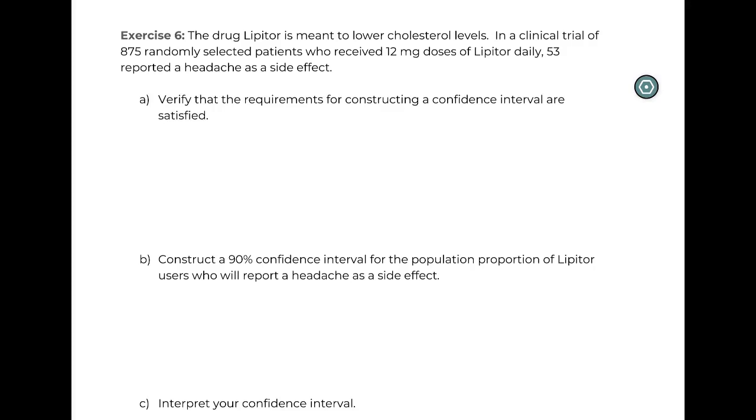All right, so exercise 6 does a better job of approximating what this question will look like on an exam. Again, we have a very short question stem. They've told us a little bit of background information. The drug Lipitor is meant to lower cholesterol levels. And then it says, in a clinical trial of 875 randomly selected patients, so we have our N, who received 12 milligram doses of Lipitor, 53 reported a headache as a side effect.